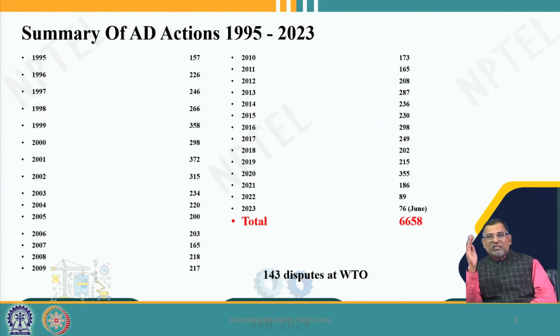And out of the 6,658 actions at the domestic level, 143 cases came to the WTO dispute settlement system. This is the largest category of single agreement cases dealt with in the WTO. One day or the other there is an anti-dumping dispute coming to the WTO, 143 in number. Of around 500 WTO cases, 143 are anti-dumping cases.